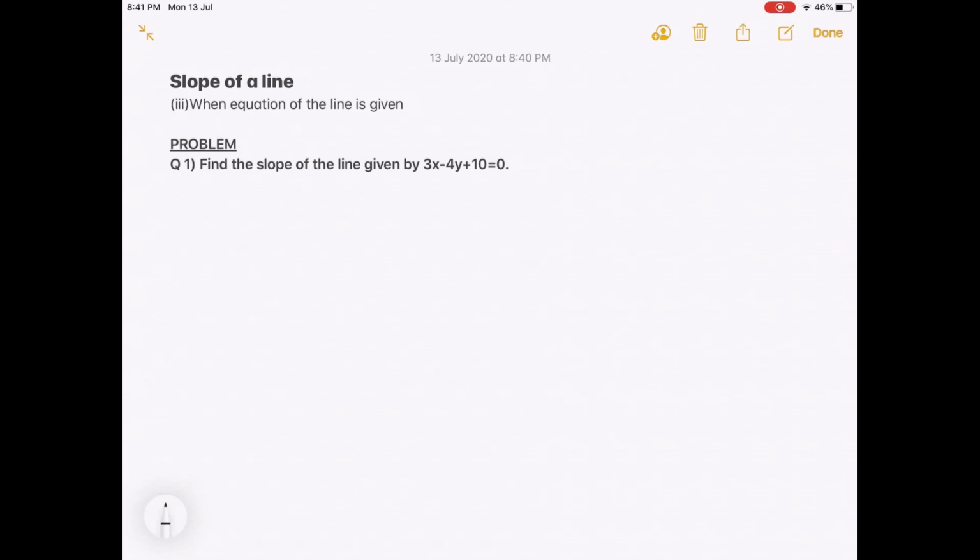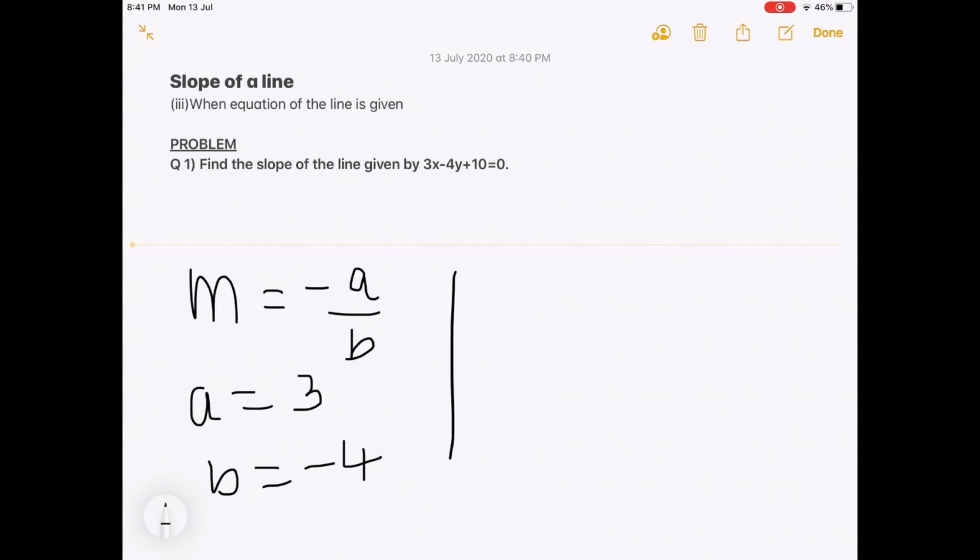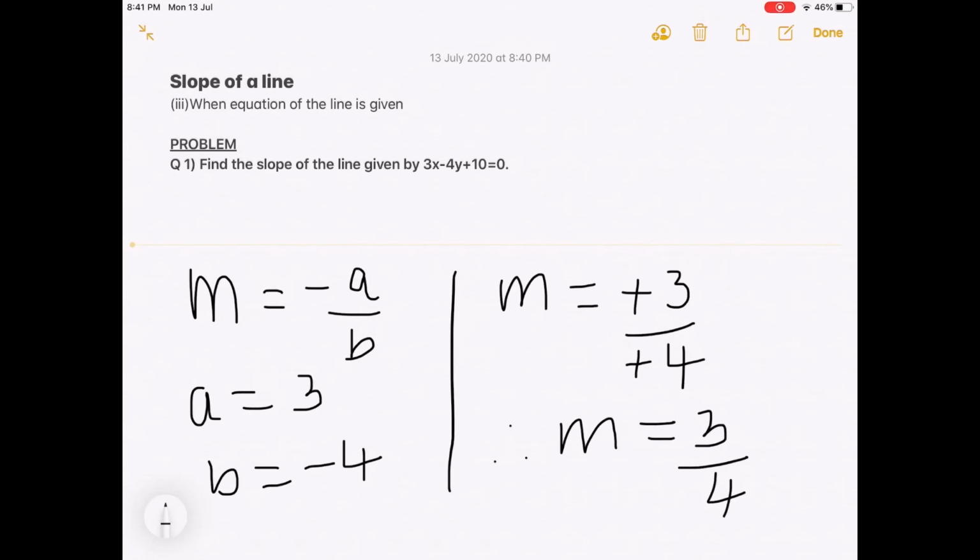Now let us solve a problem related to the topic we just learnt. So the question is, find the slope of the line given by 3x minus 4y plus 10 is equal to 0. So let's write down the formula. It is m is equal to minus a by b. Here a is equal to 3 and b is equal to minus 4. So m is equal to minus 3 by minus 4. Minus and minus will get cancelled. So therefore m is equal to 3 by 4.